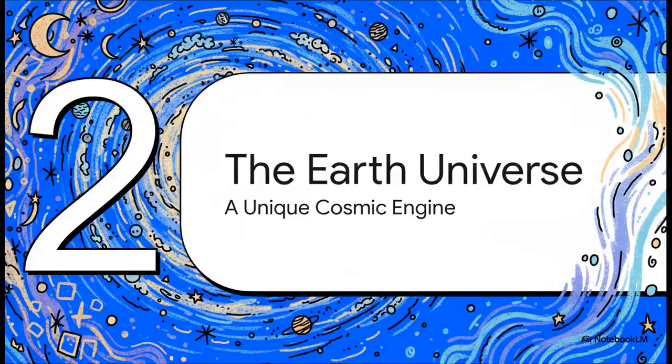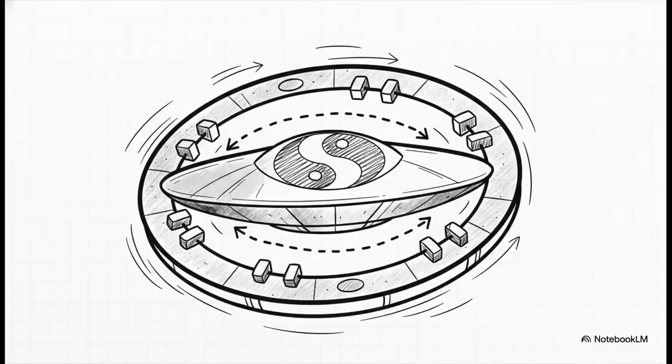So if we're living in one of these cosmic whirlpools, what does our specific one look like? This is where the source gets really, really specific. It calls our small universe the Earth universe, and it describes it as more than just a space. It's a one-of-a-kind cosmic engine. And get this, here's its shape. It's called a flying saucer Tai Chi ellipsoid. Yeah, you heard that right.